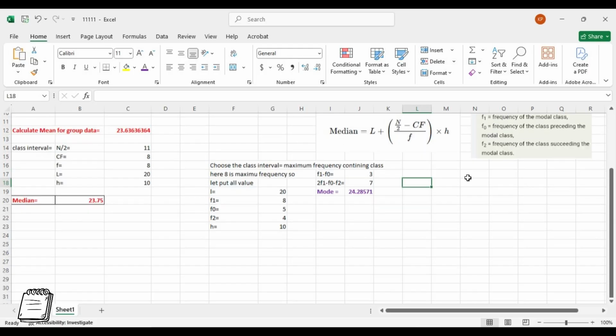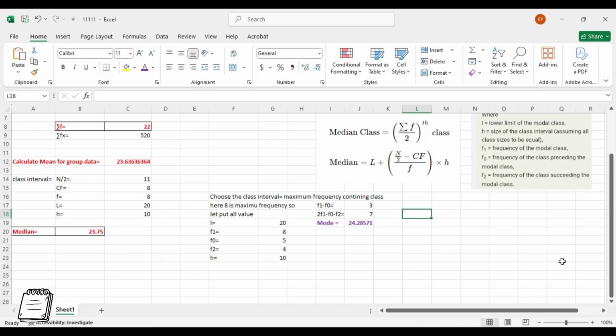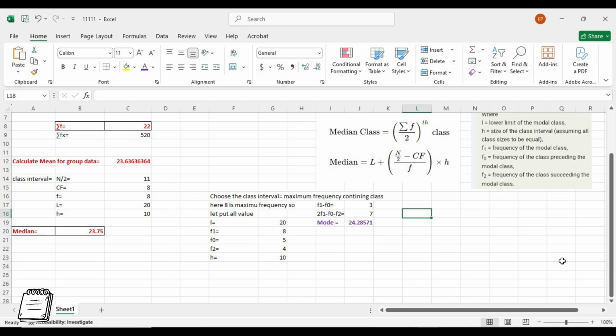So we have all three things here. The mean is 23.63, median is 23.75, and mode is 24.28. So I hope you understand how to calculate the mean, median, and mode of this grouped and ungrouped data.